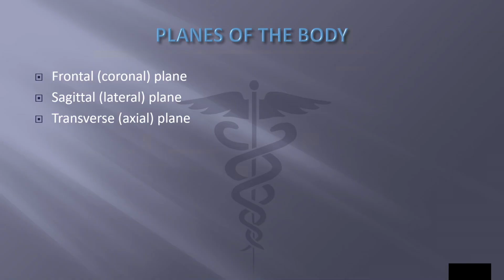And then number 3, which is shown, we'll say that's like a reddish color, is the transverse or axial plane. This is a horizontal plane that divides the body or organ into upper and lower portions, as in a cross section. Think of cutting a loaf of French bread into circular sections. Knowing the planes of the body is helpful in looking at imaging studies such as X-ray films and CT scans.